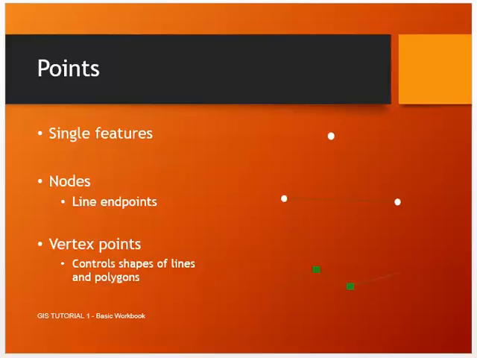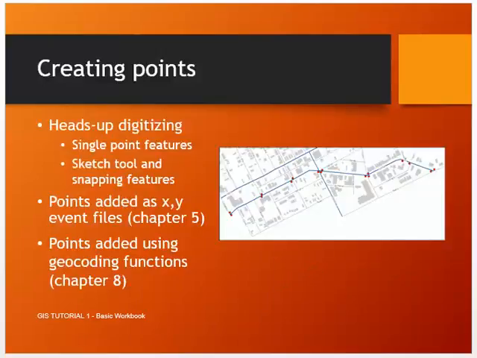And then they can also represent vertex points, or vertices. These are intermediate points that give a line its shape, but they're different from nodes because they're only there for shape, not end points. So how do we create our points? Heads up digitizing. You add a single point feature that can snap to features in another layer, such as the intersection of two lines. You can also create that just by dropping points using your mouse.